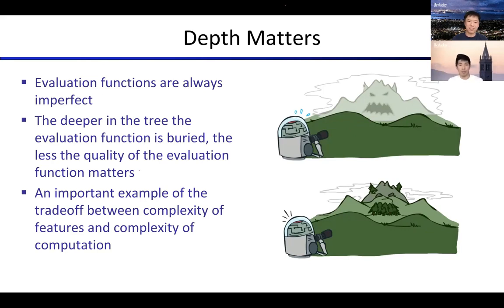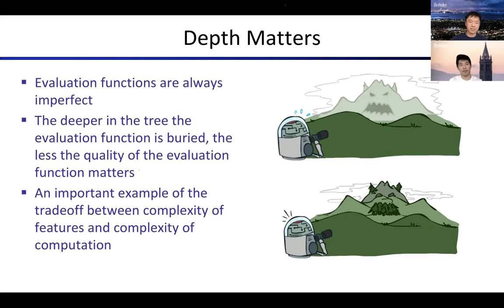Evaluation functions are always imperfect, because if they were perfect, then everything would be optimal. And the deeper in the tree the evaluation function is buried, the less the quality of the evaluation function matters. So if you can go very deep in the tree, your evaluation function can be a little worse, and you'll still do fine. For example, if you can almost go to the end of the game in chess, your evaluation function might just be, okay, am I winning or am I losing?